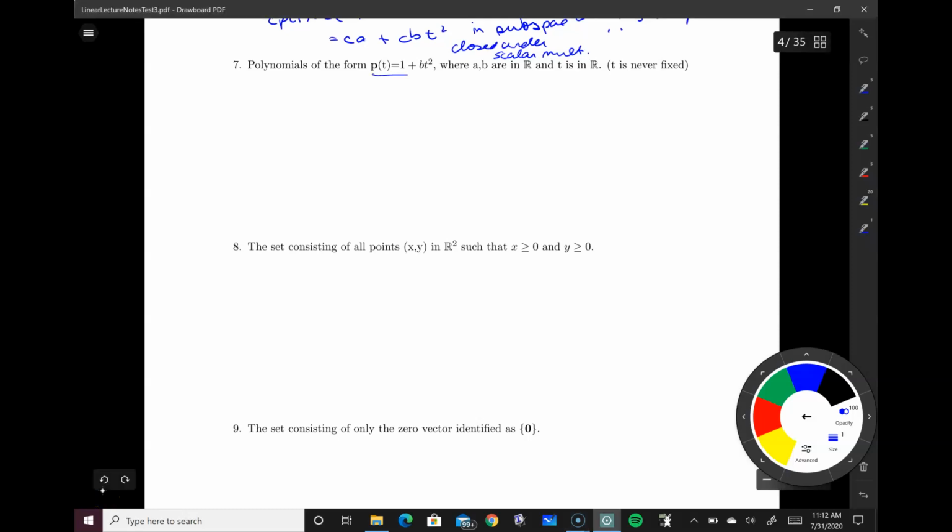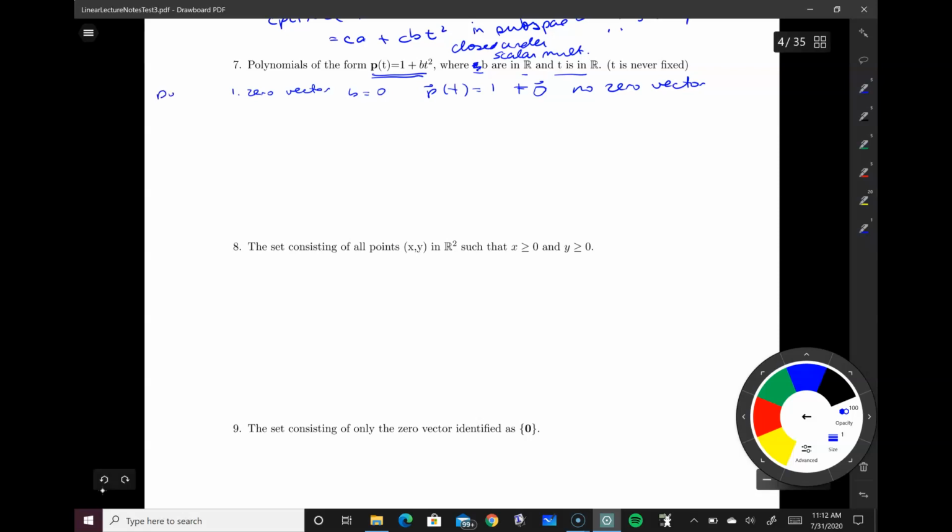Okay, looking at polynomials of this form where b is real and t is in the real numbers. All right, so looking at this, just decide whether there is a zero vector. I can let b equal 0, but that still gives me p of t equal 1. That is not the zero vector, so there is no zero vector in this subspace.